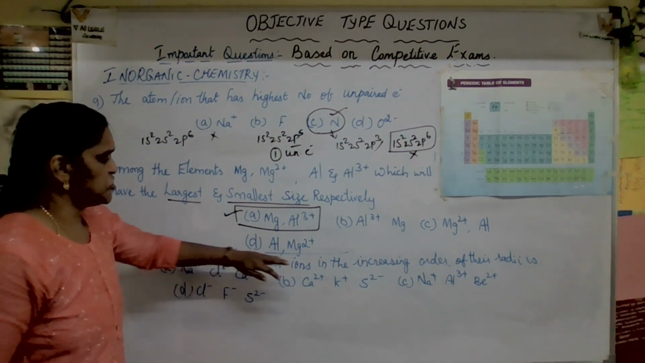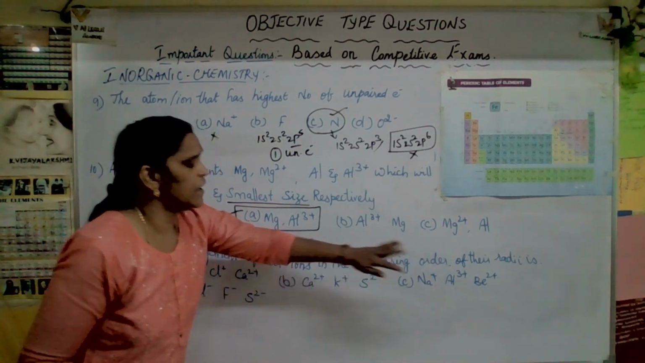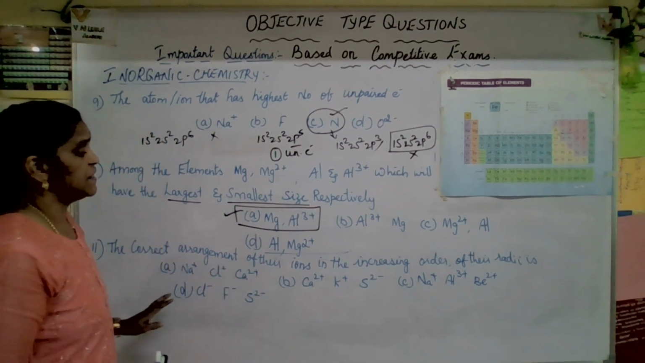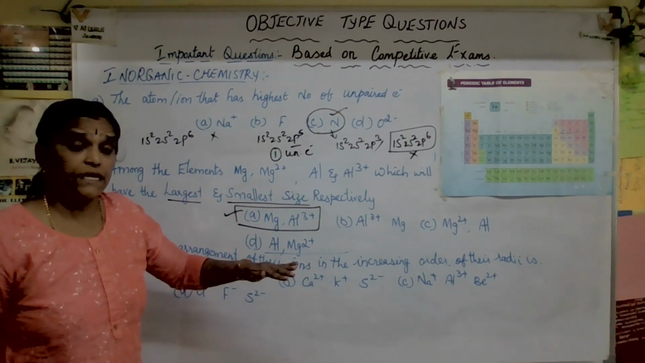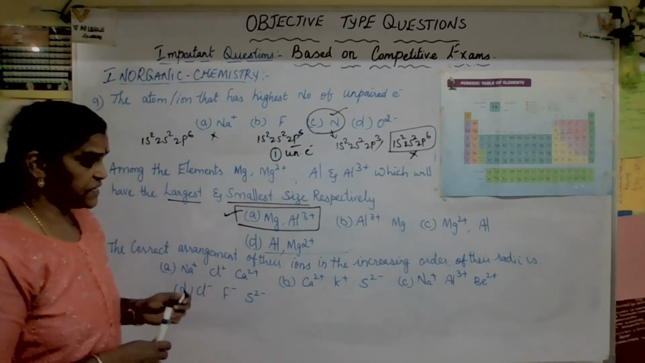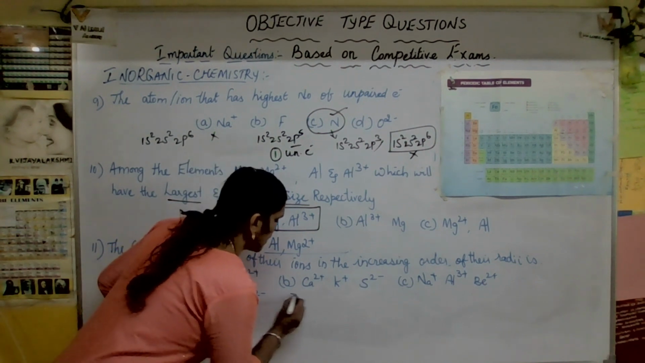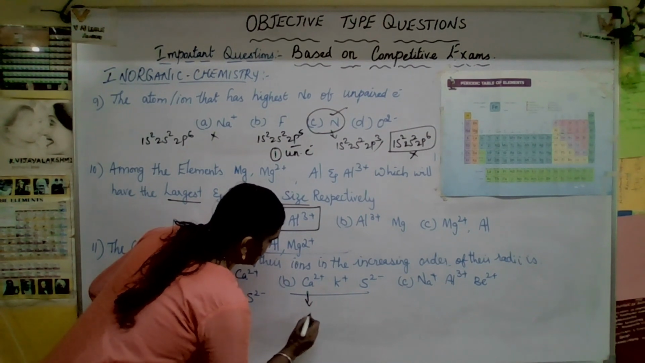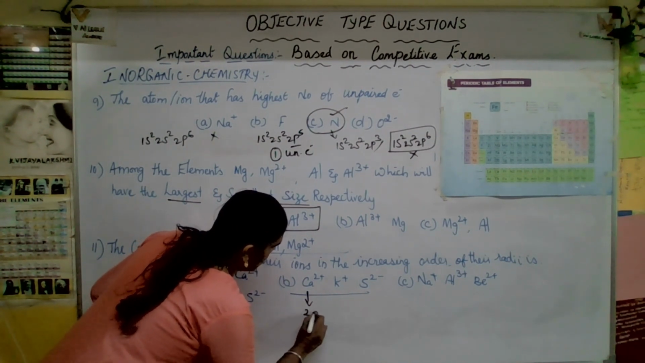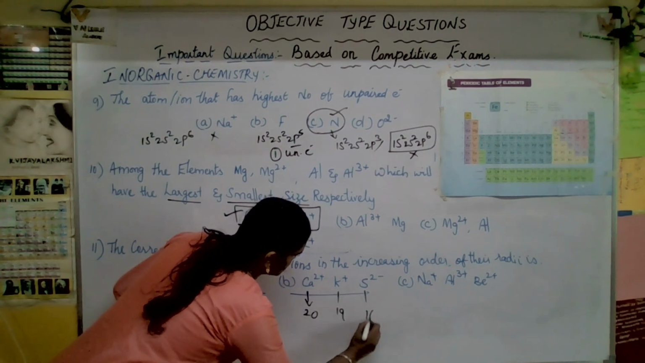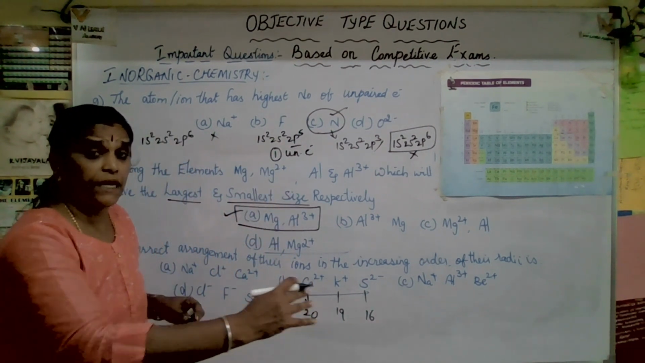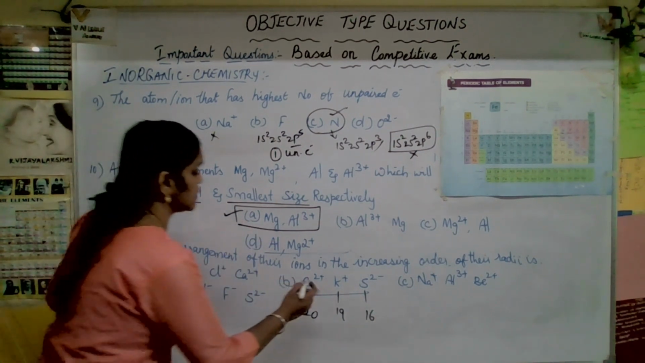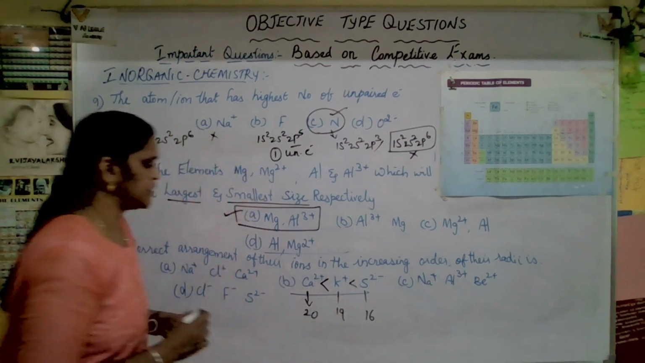In the question, it is mentioned ions in the increasing order of their radii. So they have given isoelectronic species. In this, as atomic number decreases, radii will increase. In that way we can find option B. Calcium has atomic number 20, potassium 19, and sulfur 16. So atomic number is decreasing, whereas the ionic radii are increasing. In this way we can opt for this option.